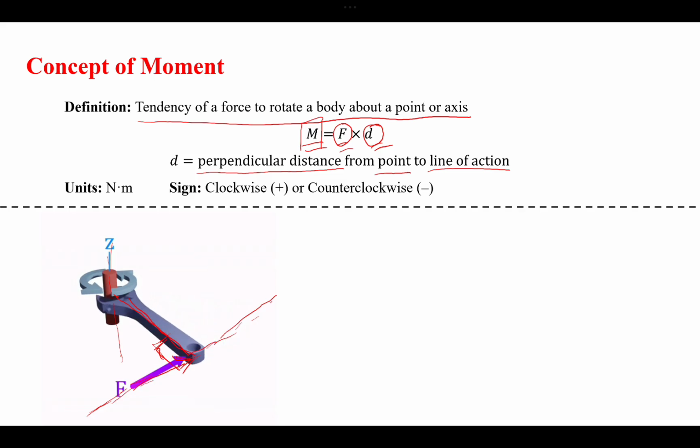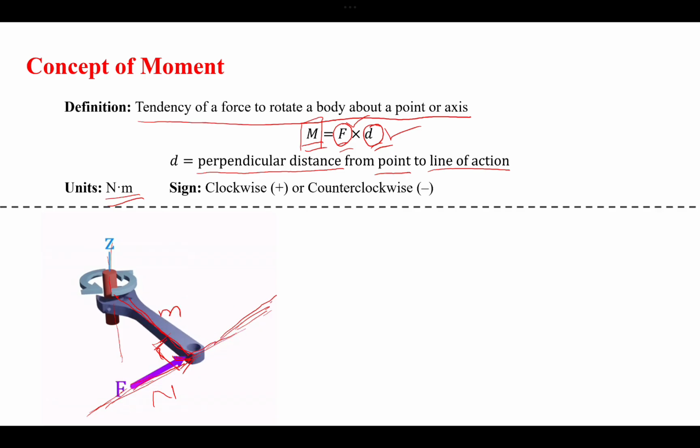So what we need is a force and a perpendicular distance from the line of action of that force. These two things we need in order to calculate the moment about a certain point or axis. Now the units are Newton meter. The force is in Newton, the distance is in meters, so obviously as a product, we get the units as Newton meter.